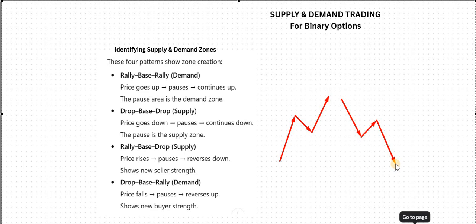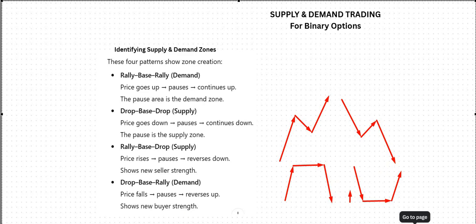This is how we do it. Rally, base, rally, then drop, base, drop. Then another one for supply is the rally, the base, and the drop. And we have the drop, the base, and the rally. This is what we have.